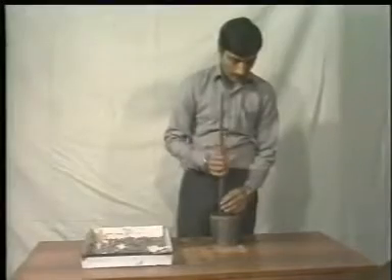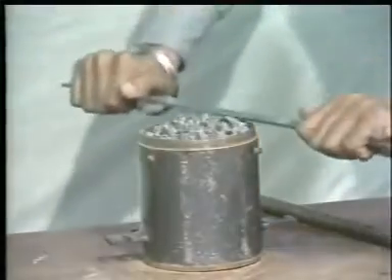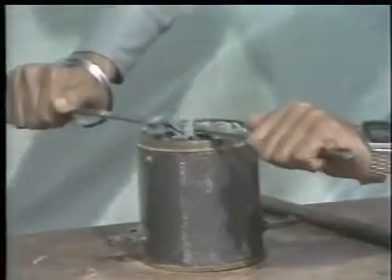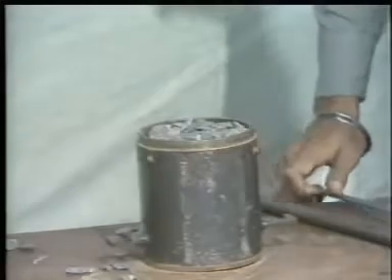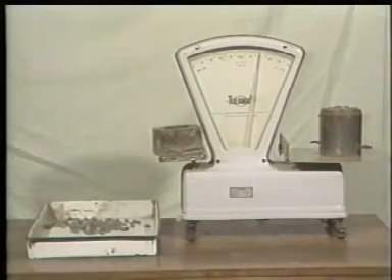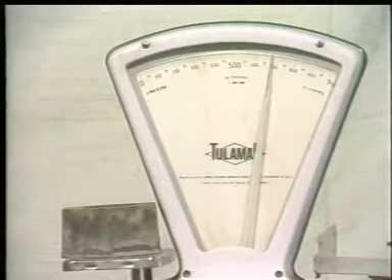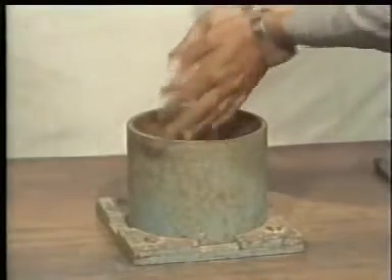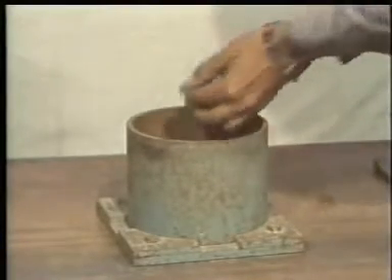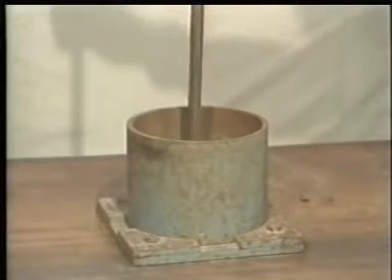2 more subsequent layers of aggregate are filled in the cylindrical measure in the same manner. The filled cylinder is flushed with the help of the straight edge. The weight of the aggregate is the difference between the filled and the empty cylindrical measure. This aggregate is then compacted in the test mold in the same manner as for the cylindrical measure.